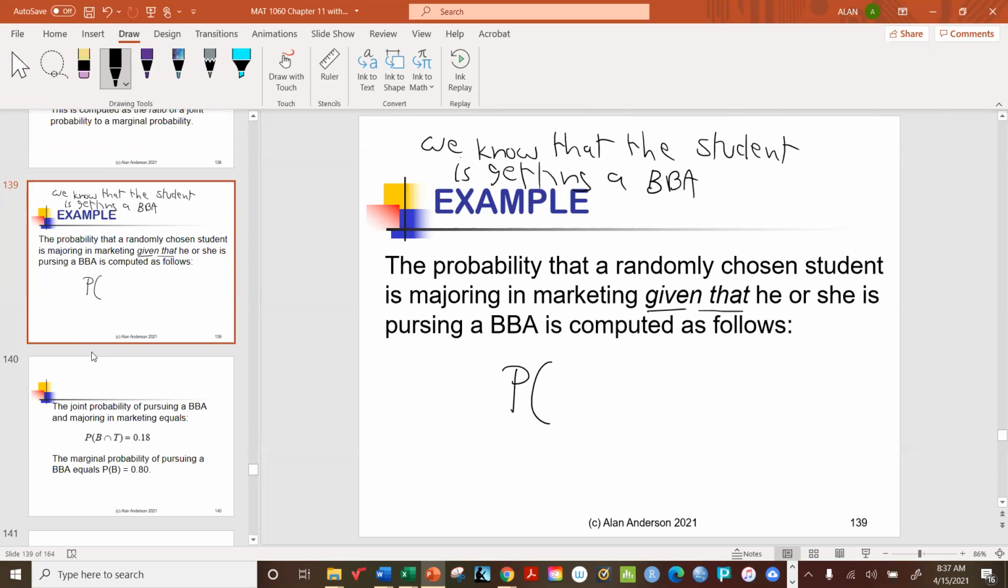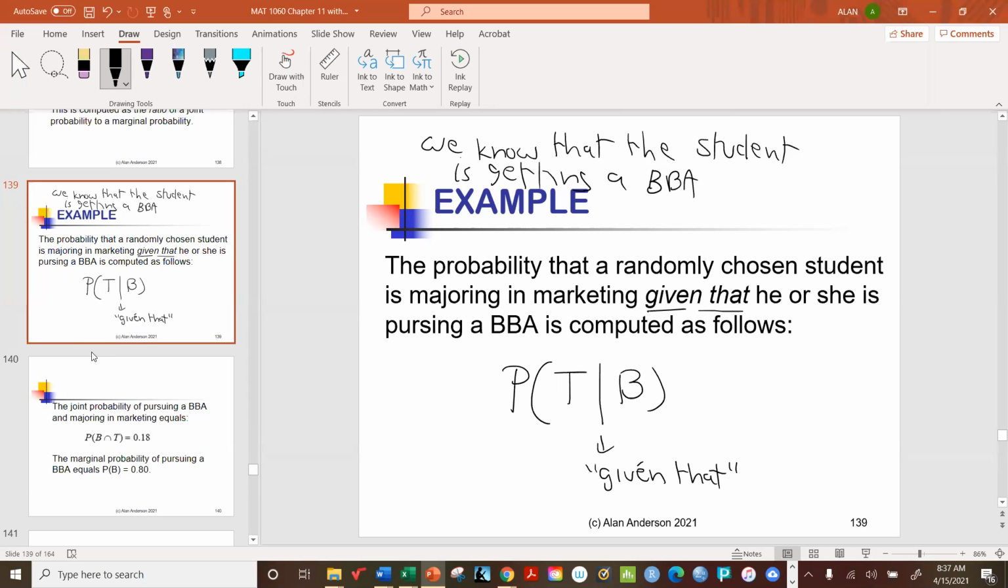Remember, by the way, don't forget T represents marketing. So I'll put a T here and then this big slash. And this slash can be expressed as "given that." So this is the first time we've seen this. Now B, of course, means that the student is getting a bachelor's degree in business administration. And so T, of course, means majoring in marketing.